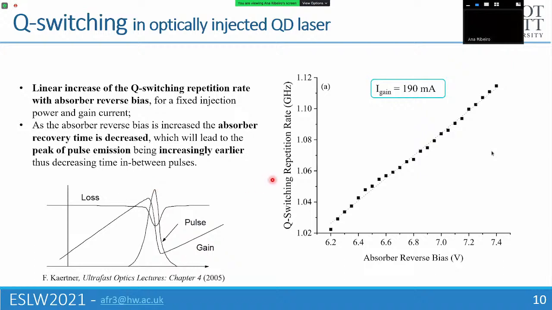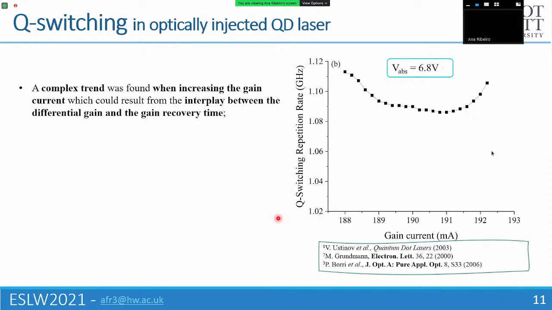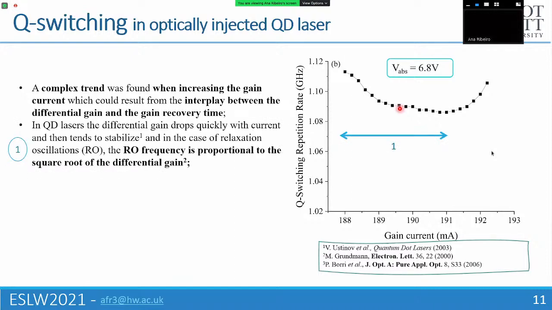When we try to evaluate the Q switching repetition rate in terms of the gain current of the quantum dot laser, we found a much more complex trend, which we believe could be the interplay between 2 different effects, the effect of the differential gain and the gain recovery time. Starting by this first region where you see the repetition rate decrease and then somewhat stabilize, we believe this to be due to the effect of the differential gain. So once again, when we do the link between Q switching and relaxation oscillations, and we know that the relaxation oscillation frequency is proportional to the square root of the differential gain, we also know that in quantum dot lasers, the differential gain drops quickly with current and then tends to stabilize. And so it's this effect that we believe to see here.